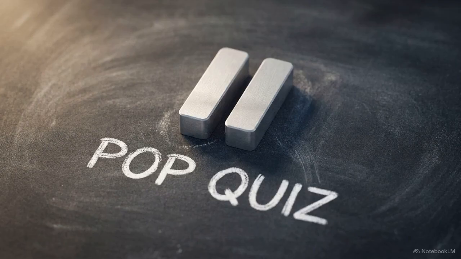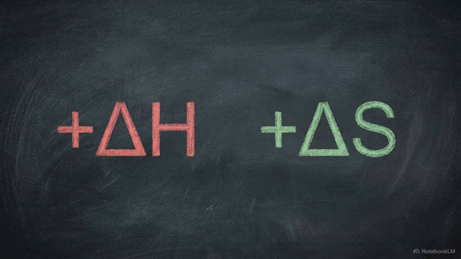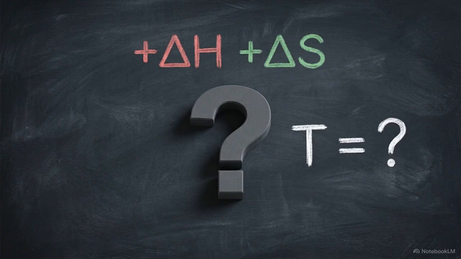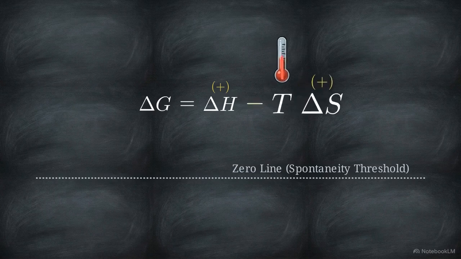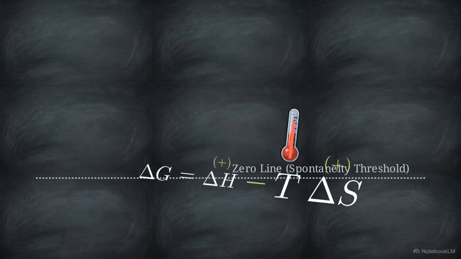Let's lock this logic in. Pause the video and predict. If a reaction is endothermic, but it significantly increases the entropy of the system, what temperature condition is required to make it spontaneous? To make a positive delta H overcome a positive delta S and yield a negative Gibbs free energy, you need high temperatures to scale up the entropy term.